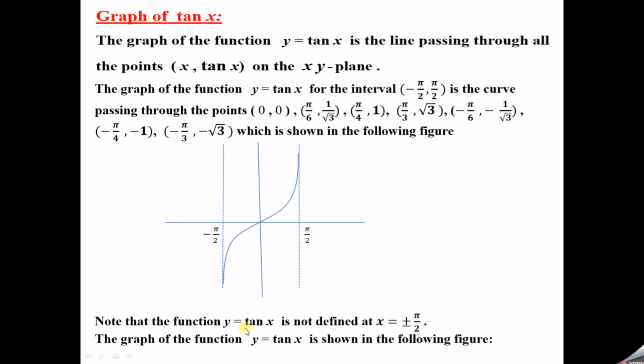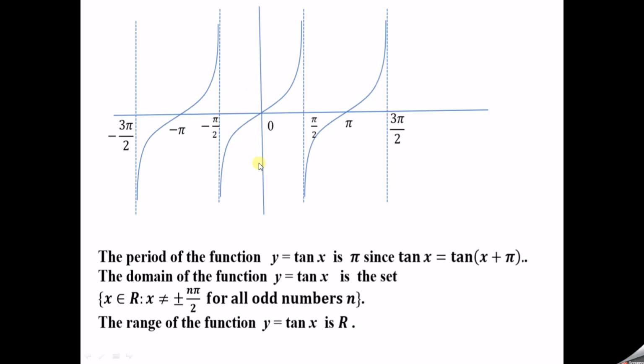So here tan x is not defined at pi by 2 and minus pi by 2, and the graph of tan x is shown like this, which is passing through the origin (0, 0). And if we take the tan x function for other intervals, this is the graph it will look like: tan x between minus pi by 2 and pi by 2, and after that it will be repeated. The same values will be repeated in a length of pi.